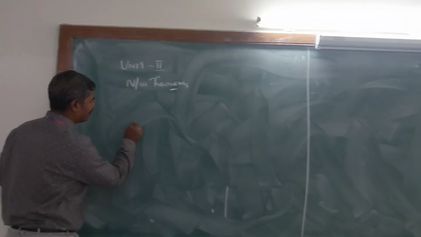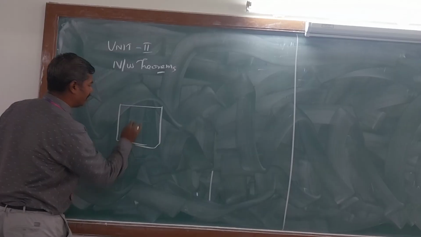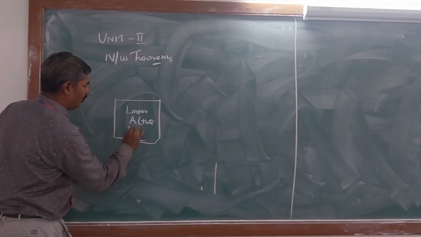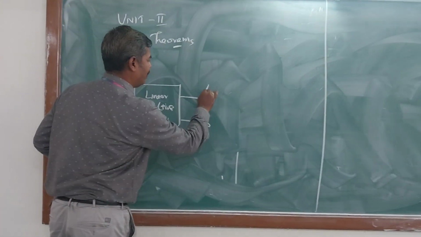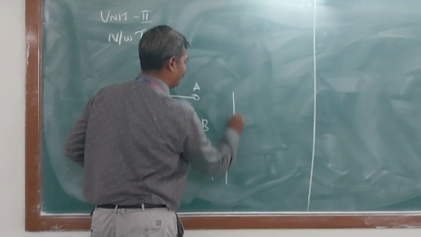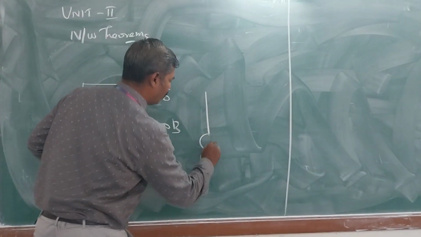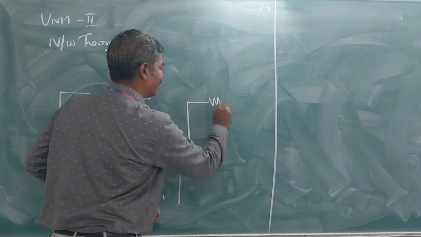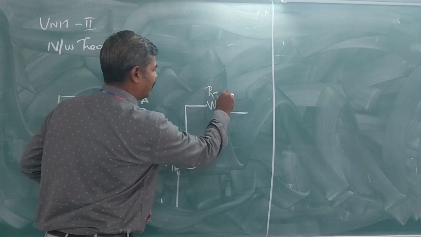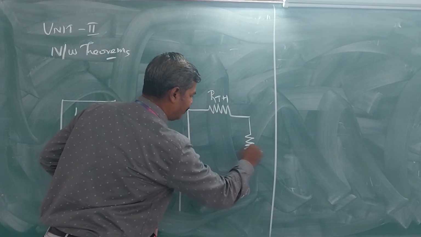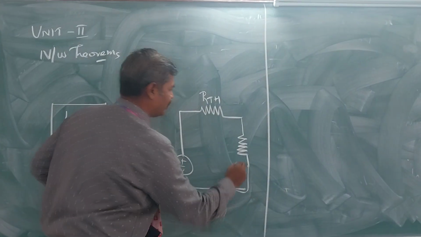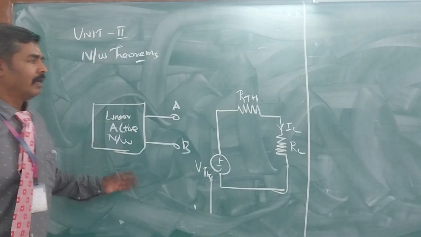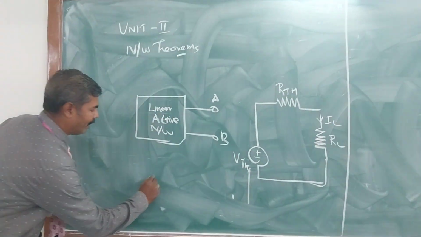First we will see what Thevenin's theorem is. Any linear active network, the output terminals A and B can be replaced by a single equivalent circuit consisting of a voltage source in series with a single equivalent resistance, and then we find the load current. This is called the load resistance. The current flowing through the load resistance is called the load current. Here we want to find IL.